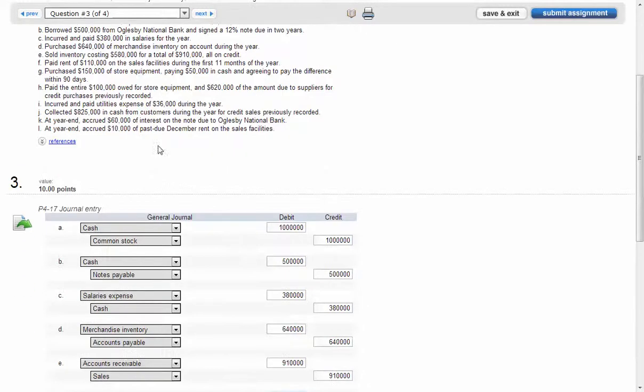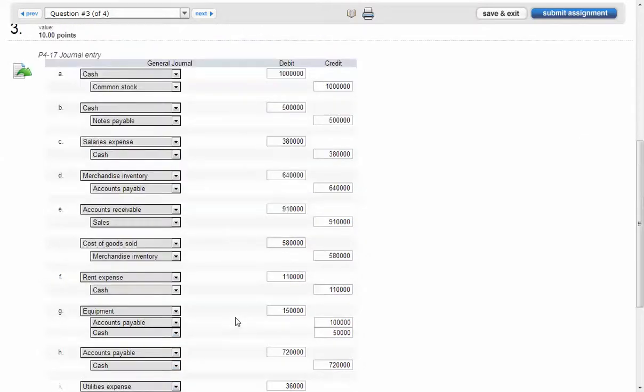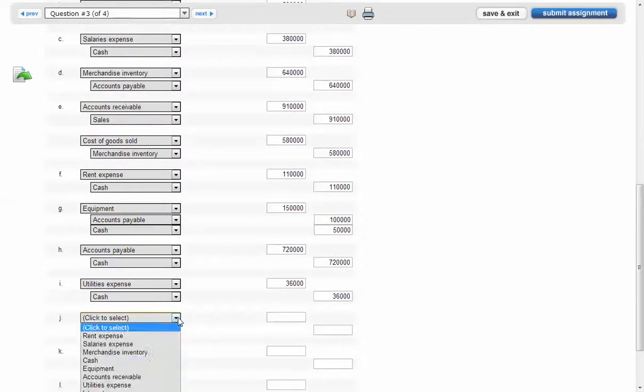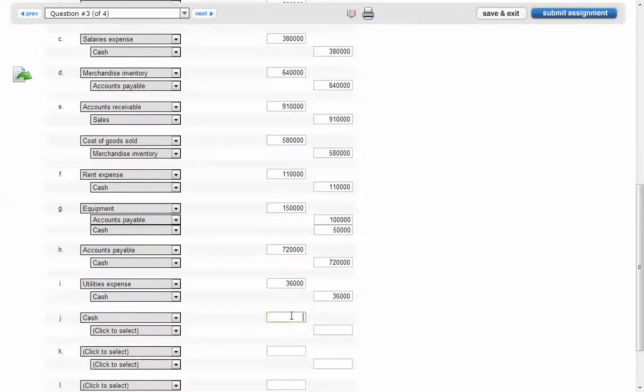How about J? Collected $825,000 in cash from customers during the year for credit sales previously recorded. So that means we would have received an accounts receivable from those customers. Now we're collecting the cash. So we get to debit cash for $825,000 and credit the accounts receivable, $825,000.